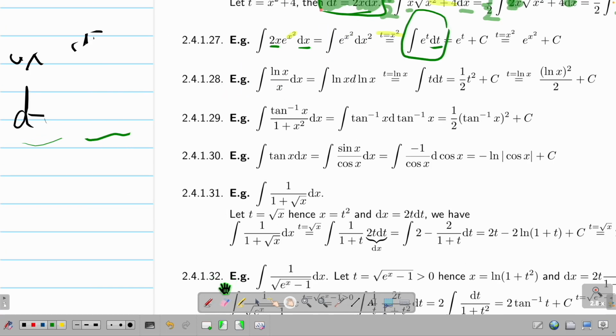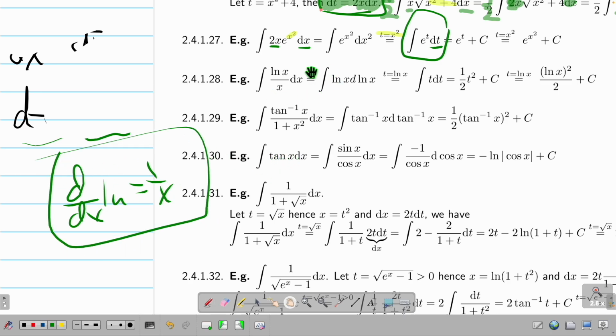Log x divided by x. And since we know that d log x is 1 over x, this gives us a hint. Here, what I do is d log x is 1 over x dx, right? 1 over x dx is d log x, so I have d log x.